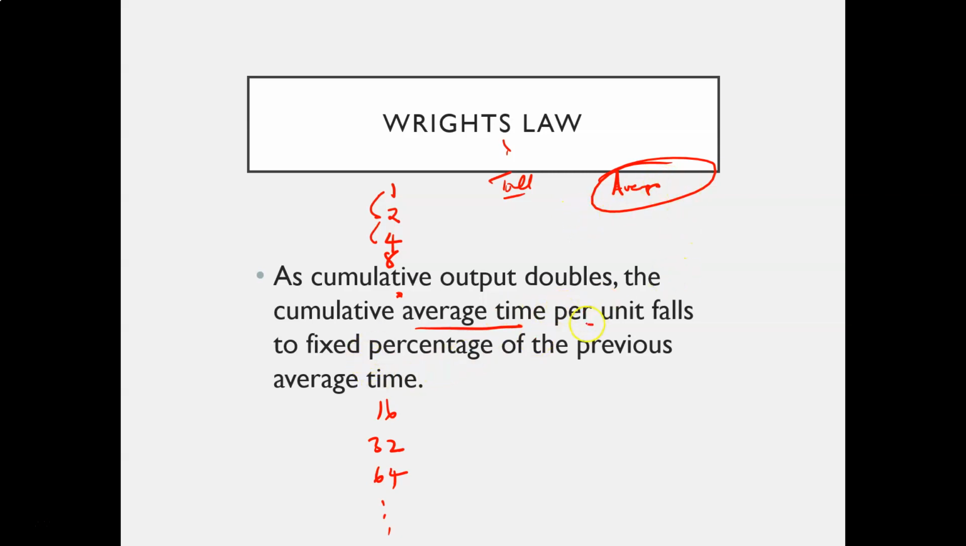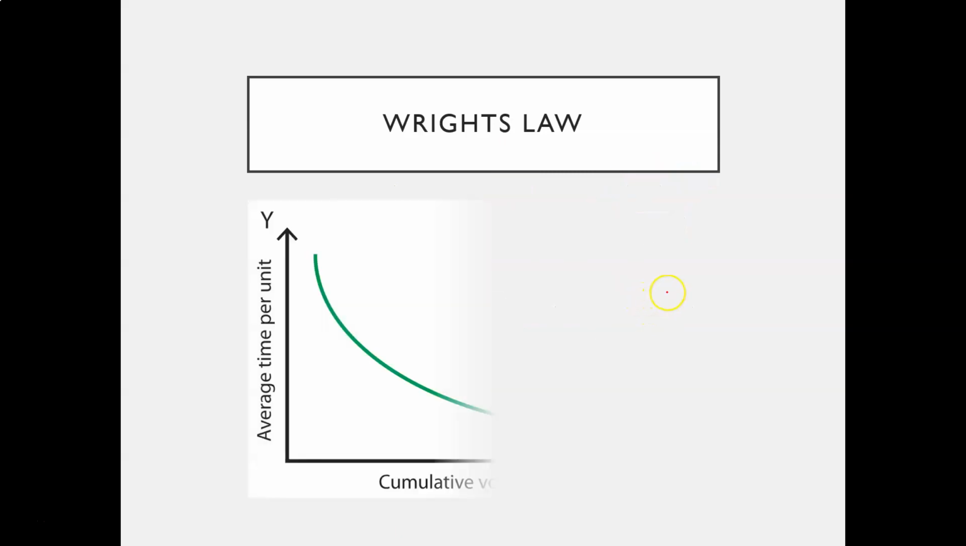The average time per unit falls to a fixed percentage of the previous average time. What I think you kind of have fun with is the mathematics: sometimes you're given the average times, and you need to work out what the percentage change is. That in itself isn't tricky, but that's what's interesting about this. You can sort of play with it, but as long as you conceptually understand what it is you're looking for and where you're going, then you're all right.